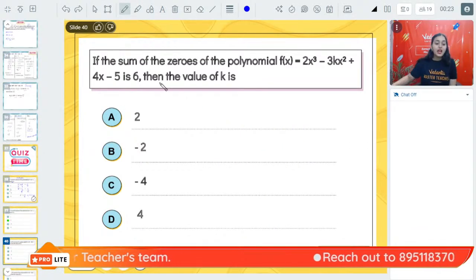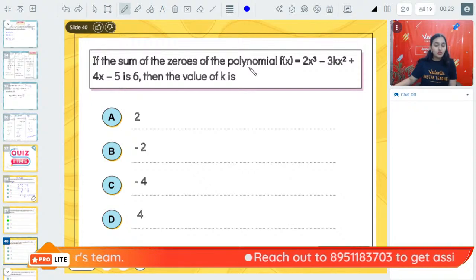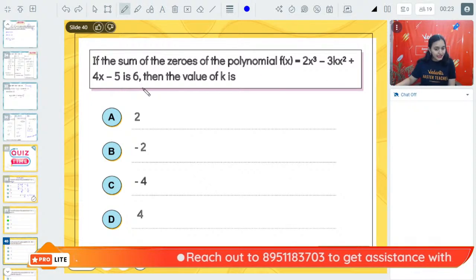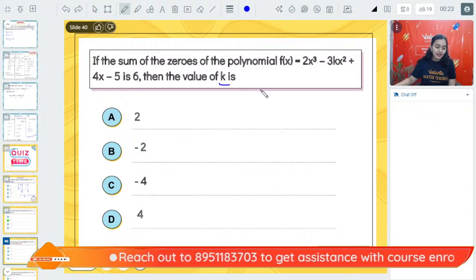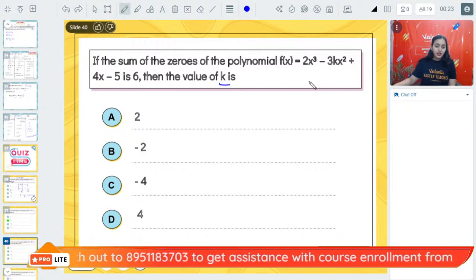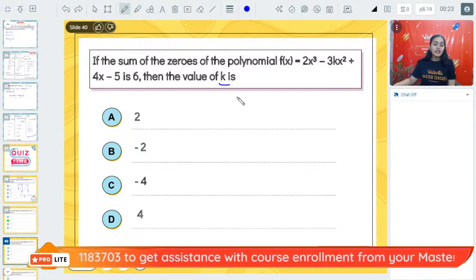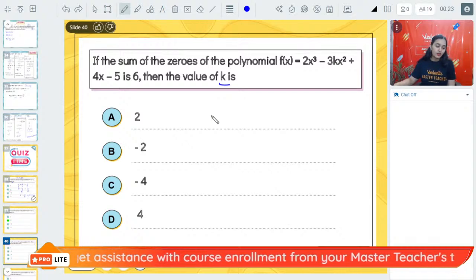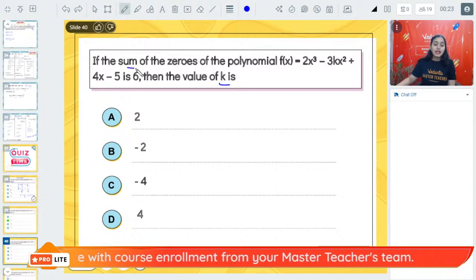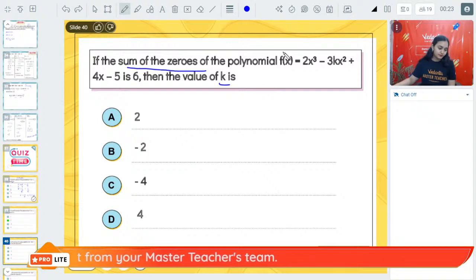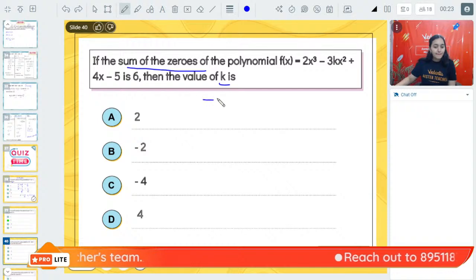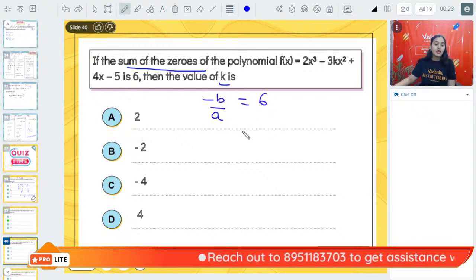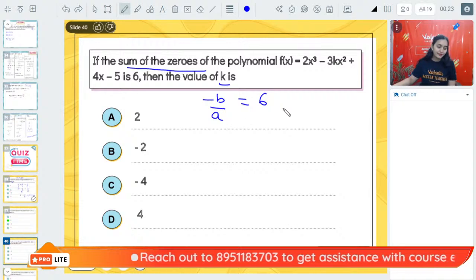Next question. If the sum of the zeros of this polynomial is 6, then the value of k is dash. If the sum of the zeros of this polynomial is 6, then the value of k is dash. What is the sum of zeros of the polynomial? Sum of zeros is minus b upon a is equal to 6. Then what is the value of k?